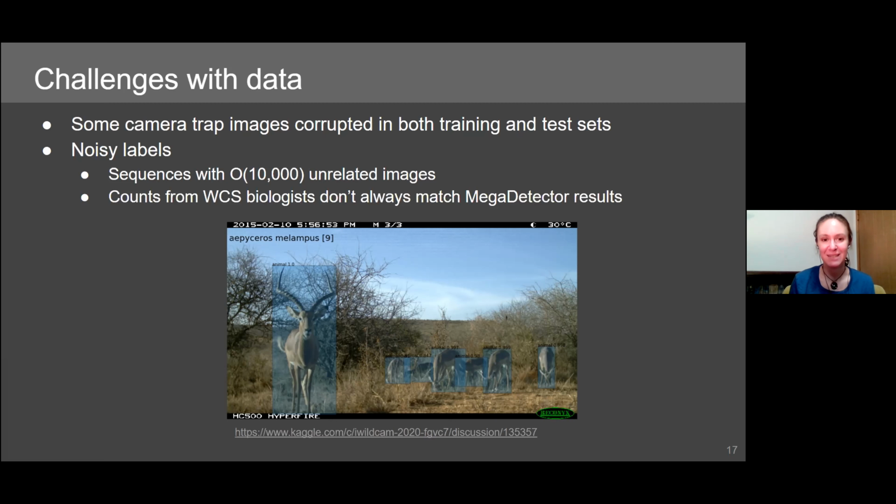And then some participants found that the counts from the biologists didn't always match the megadetector results. This wasn't necessarily the overall identification, the class of the image, but the number of animals in the image didn't match. So in this example, the biologist said there were 9 animals, but megadetector said there were 7. And the participant was like, I can't find 2 more animals. Either they're not there or they're very well hidden. So there was some noise in the annotations that participants had to deal with. I think I see a bird in the tree. Yeah, I know, right? I don't know why the bird isn't labeled.